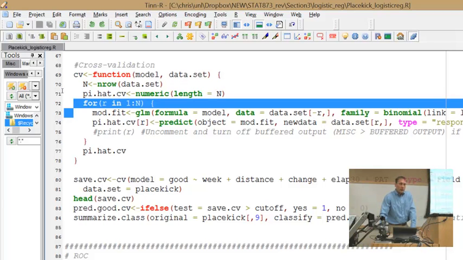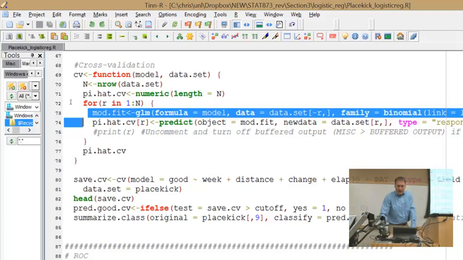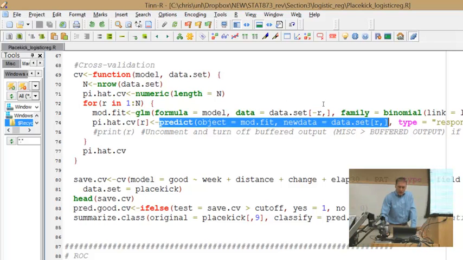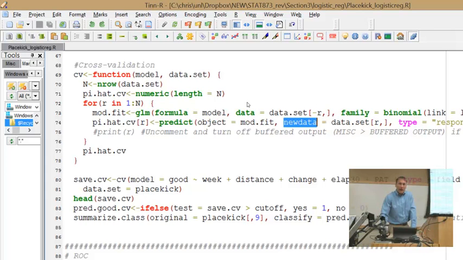Then I use a for loop, as we've done before. I re-estimate my model. Notice what happens in my data argument here. I remove the rth observation while I'm re-estimating the model. And then I'm going to predict, for that removed observation, what the actual pi hat is. So notice my new data argument that we used with the validation data set before. I have data.set, just look at the rth observation there. I get the pi hat out. I put it into my pi.hat.cv, the rth component. And then I return in the end pi.hat.cv.